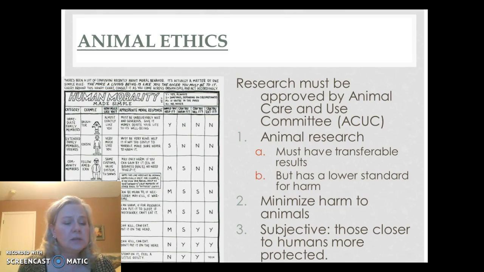So that is the conclusion of our look at seminal research studies, and then both human research ethics and animal ethics. And these are all things that you will need to know. And I ask you to commit them to your memory.